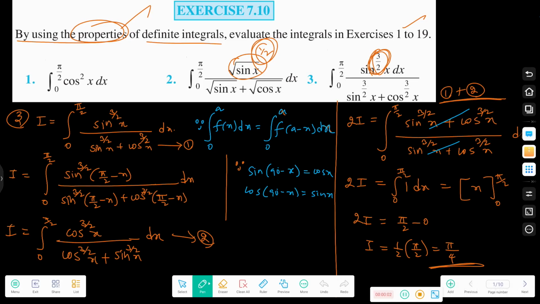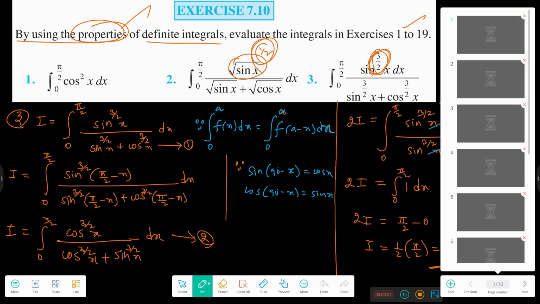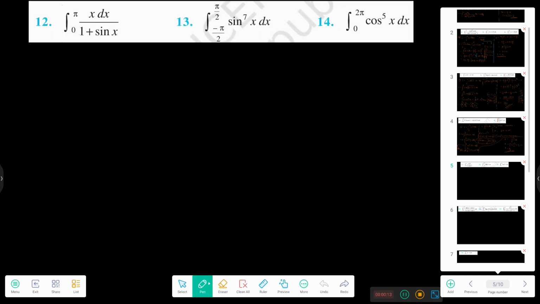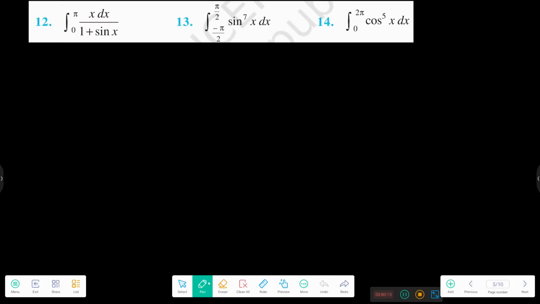Exercise 7.10. Already 11 questions we have completed. Am I right? So 11 questions we have completed in exercise 7.10. Now let's start question number 12. Question number 12: I is equal to the integral from 0 to pi of x divided by 1 plus sin x into dx.